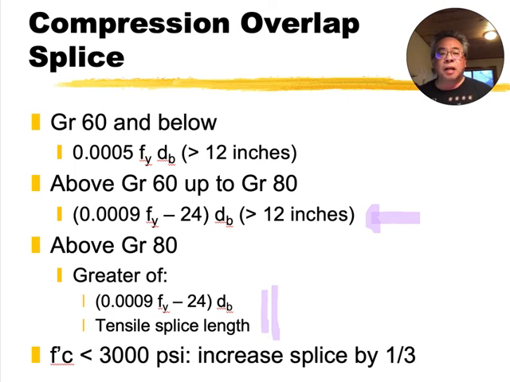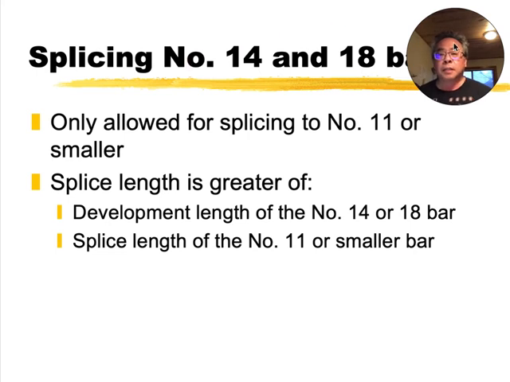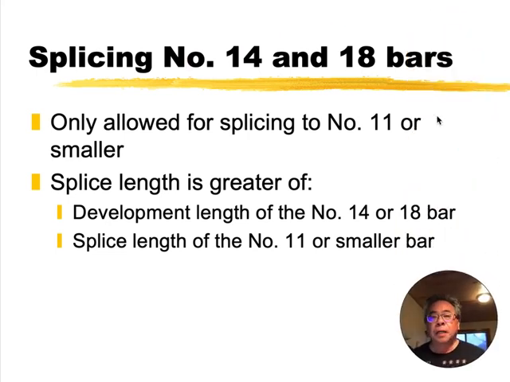Now, I talked about not being able to splice number 14 and 18 bars. You're not allowed to splice a 14 to a 14 or an 18 to an 18 or an 18 to a 14, but you can splice those larger bars to number 11 or smaller, and the splice length is the greater of the splice length for the 11, what we just talked about, those equations, or the development length of the number 18 or 14 bar, whichever is greater.